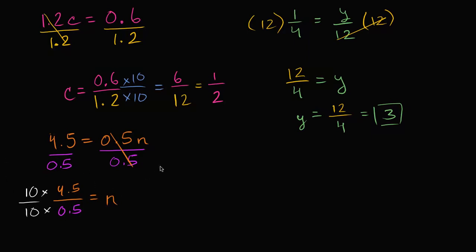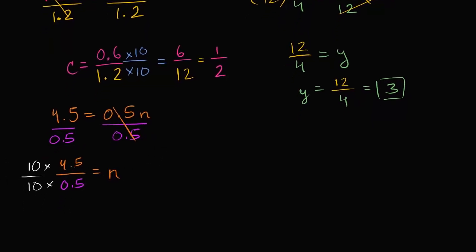So let's see, this is going to be 45 over 5 is equal to n. And some of you might say, wait, hold on a second, Sal. You just told us that whatever we do to one side of an equation, we have to do to the other side of the equation. And here you are, you're just multiplying the left side of this equation by 10 over 10. Now remember, what is 10 over 10? 10 over 10 is just 1.